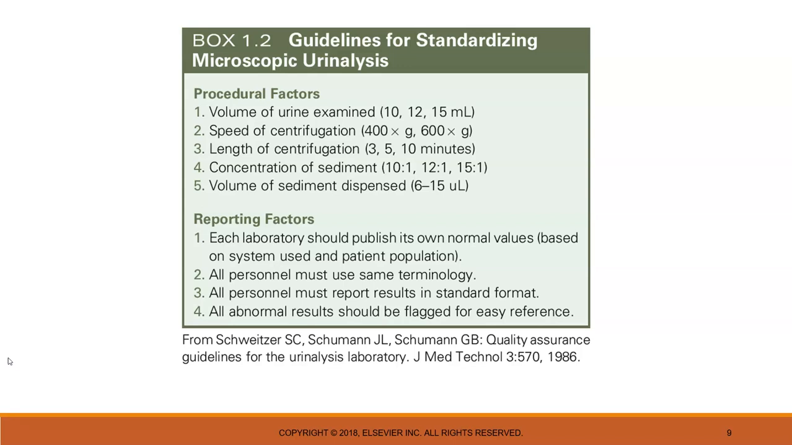The reporting factors. Again, each laboratory will publish its own normal values based on a system used in the patient population. The one example I use for my students is think of people who live in Austin, Texas versus Denver, Colorado. There's a huge difference in elevation. So the people in Denver, the oxygen is much thinner, so the results of their hematology, their red cell count and their hemoglobin and hematocrit will be higher than those people who live in lower elevations.